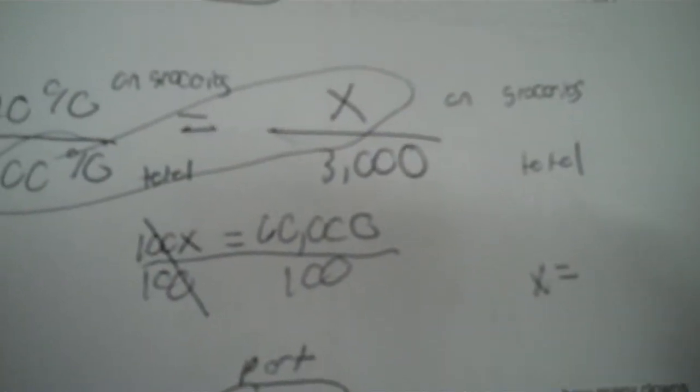60,000 divided by 100 is 600. So he's got to spend $600 on groceries. Okay, this one's kind of a dumb-sounding problem. 1/5 of the clowns in the circus had red noses. If 40 clowns had red noses, how many clowns are there altogether?